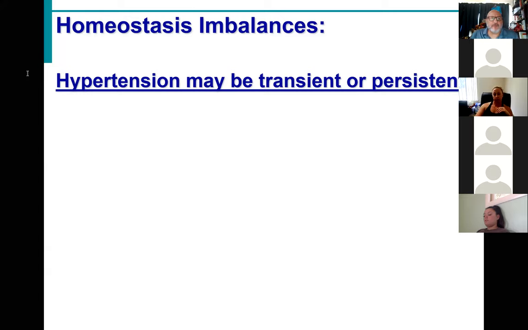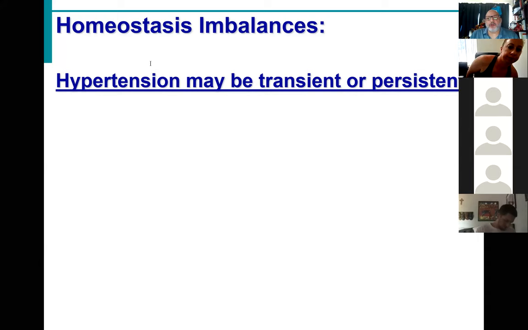All right, so as before, we've talked about maintaining homeostasis, but obviously with something as dynamic as blood pressure, there are issues in maintaining homeostasis, and so let's talk about some examples of that. Now let's talk first about hypertension. Hypertension can be transient or it can be persistent, which of course means it can either be something that happens very briefly or something that occurs over a prolonged period of time.